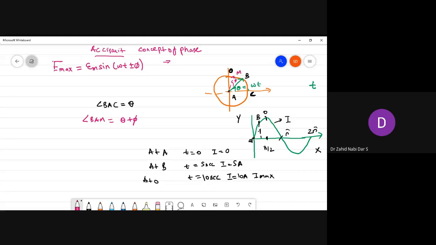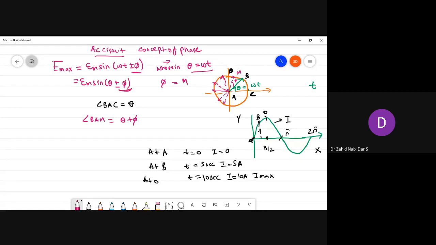Similarly, this phi is getting varied. Phi can be anything. Phi can go from point M to point O also, and can move to 180 also. So the maximum value phi can attain is why we write plus minus phi. So this is basically Em sine theta plus minus phi, wherein theta is equal to omega t. So this is how I am representing it.